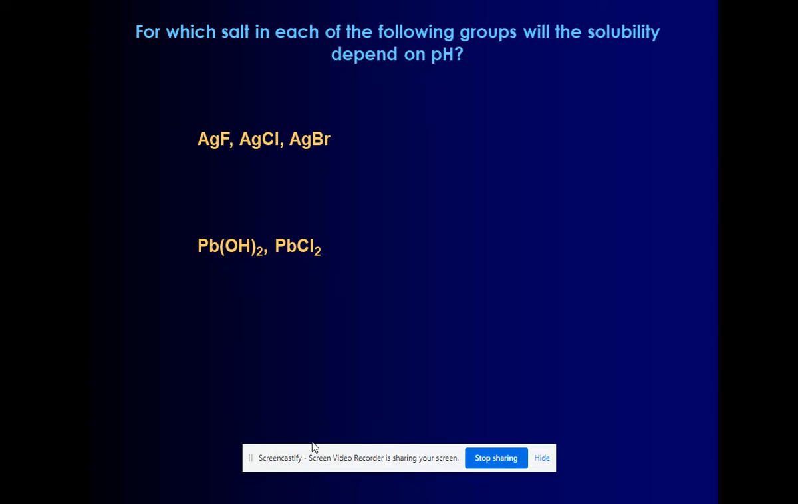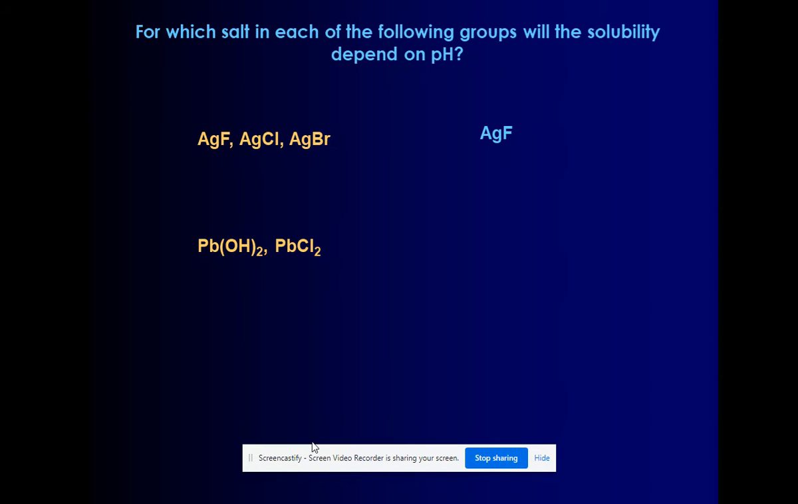Fluorine, chlorine, and bromine. We know that chlorine and bromine are coming from strong acids, but fluorine is coming from a weak acid. So if the pH was acidic or basic, that would influence the solubility of that salt because fluorine's concentration would vary. So AgF would be the salt in that particular set of three that would be influenced by pH.